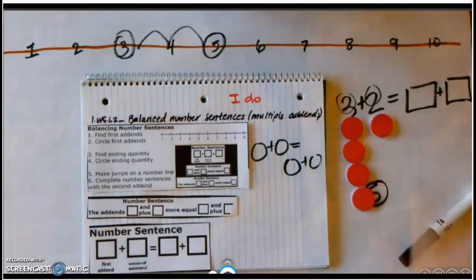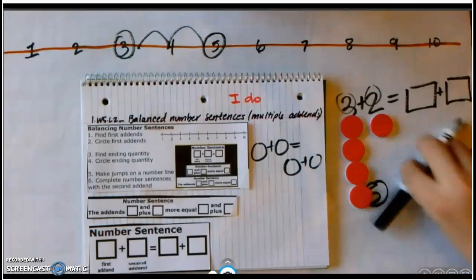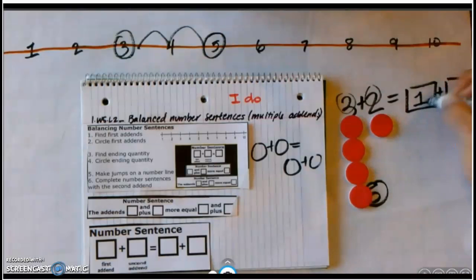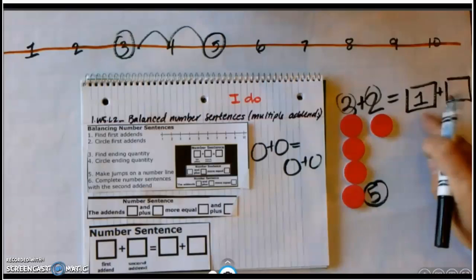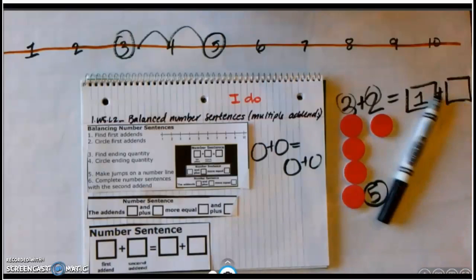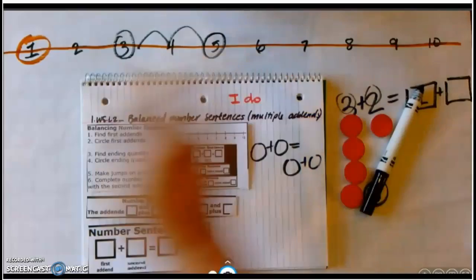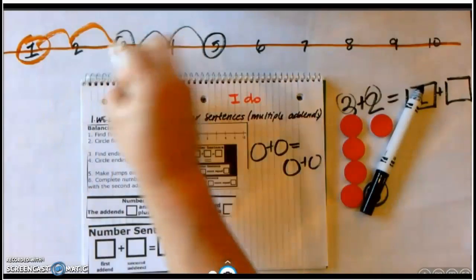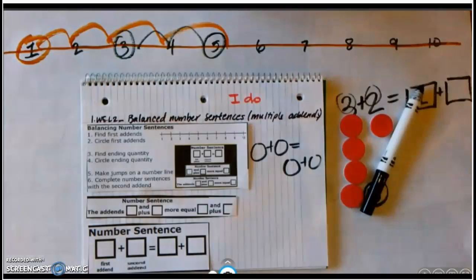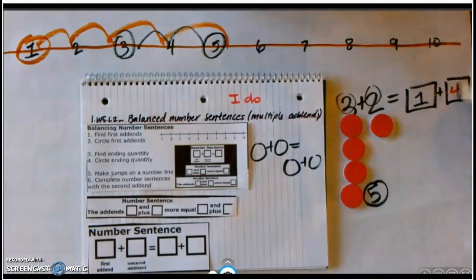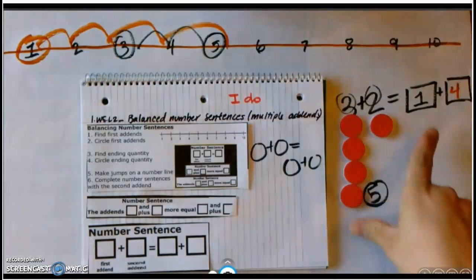Maybe you want to move one this way, or just place it that way. Let's go ahead and put a number 1 right there. So if I need to make a balance sentence that says 1, well then I'm going to start at 1, and I know that I need to get to 5. So 1, 2, 3, 4. So 1 plus 4 equals the same thing as 3 plus 2.